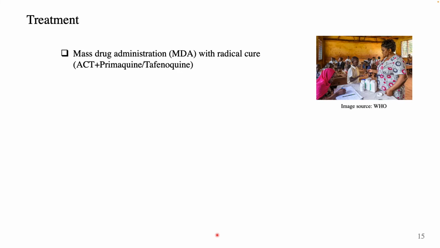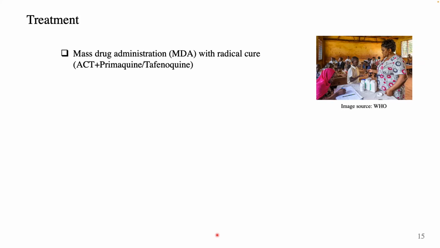So of the 2 drugs, one is the artemisinin combination therapy, which can kill the blood stage parasite, and the primaquine or tafenoquine can kill the hypnozoites in the liver. So the radical cure is a combination of these 2 drugs, and these are given by mass drug administration.